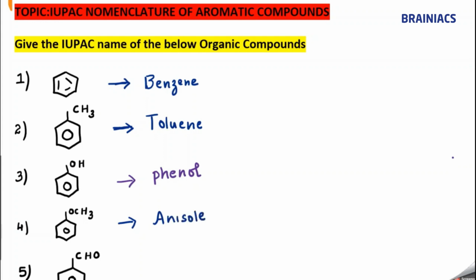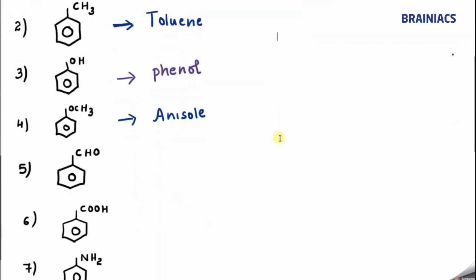Anisole. Please remember, these are all very important things. These are all common names which are widely accepted as IUPAC names. Okay. So can you tell me what is the name of this compound? So we can say benzaldehyde. But we know that a more correct one is which one?